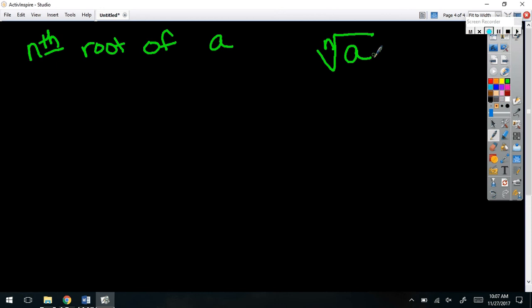So if you're thinking nth root of A, you're thinking N on the outside and A is under the radical. Okay? Be very careful when you write this. The N sits in there like a little chair, right in the radical.